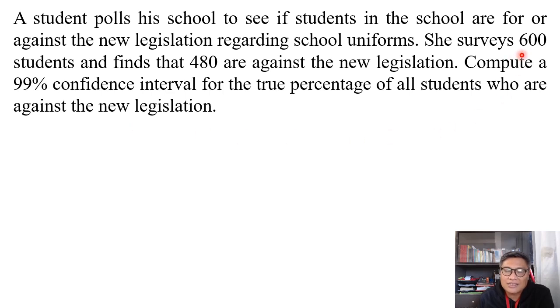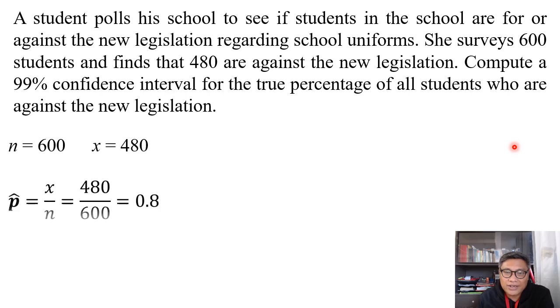So, it's only 600 being surveyed, and based from the 600 class, 480 are against the new legislation. So, if you're going now to estimate what will be the true percentage if all students give their opinions about the legislation of the new uniform, what are the data that we need?